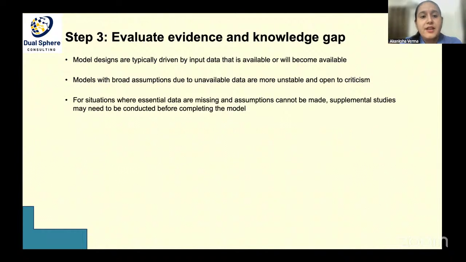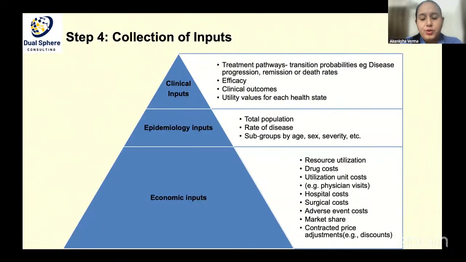For situations where essential data are missing and assumptions can't be made, supplemental studies may need to be conducted before actually completing the model. Okay, moving on to the next step.